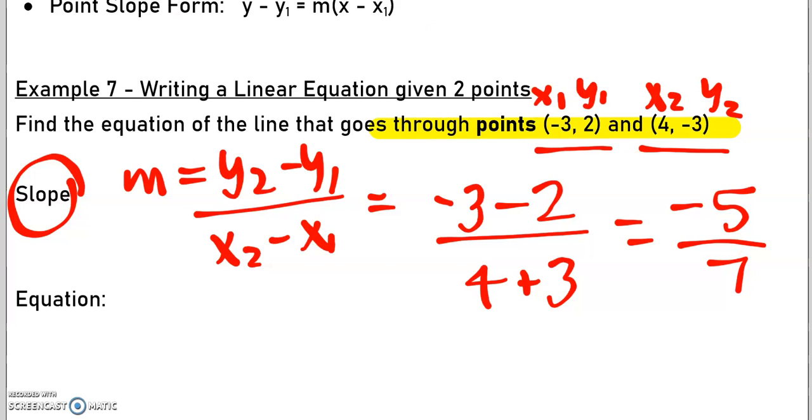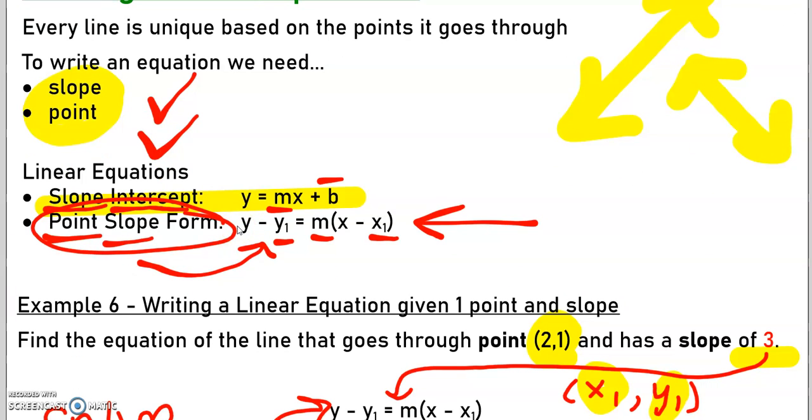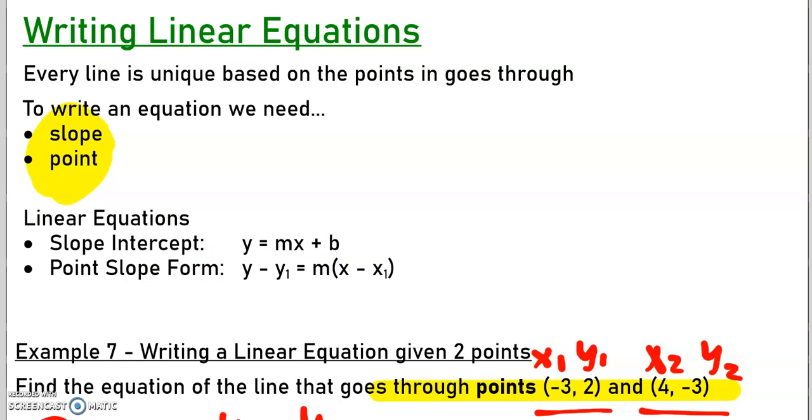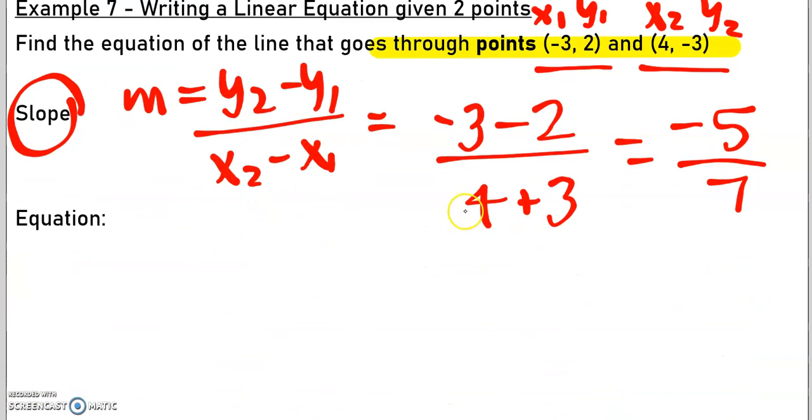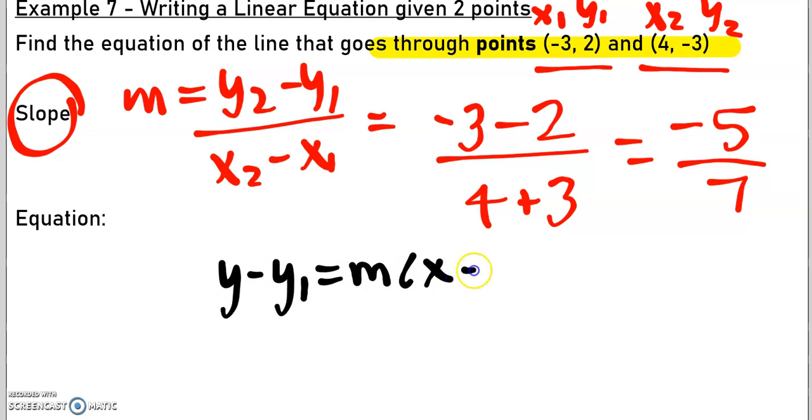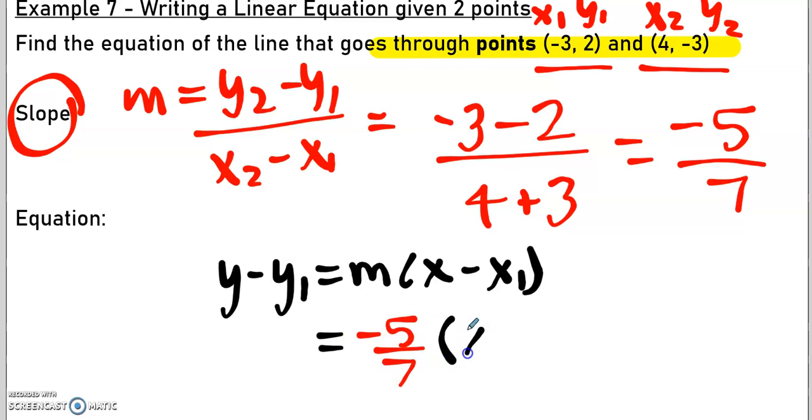Now we kind of just want to treat this like this problem that we just did, right? I pick a point and now I have the slope. So we're going to continue and use that point-slope form to write this equation. So let's jot down that point-slope form again. y minus y1 equals m times x minus x1. Let's substitute in what we know, right? First, I know my slope, right? My slope is negative 5 over 7, okay? Times x minus my x1 and my y1, right?